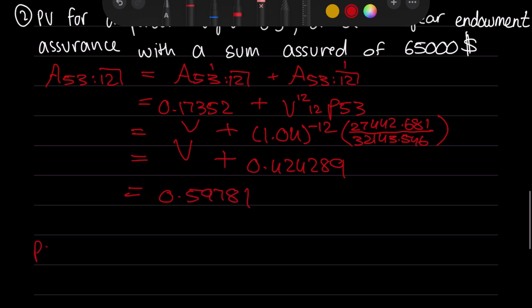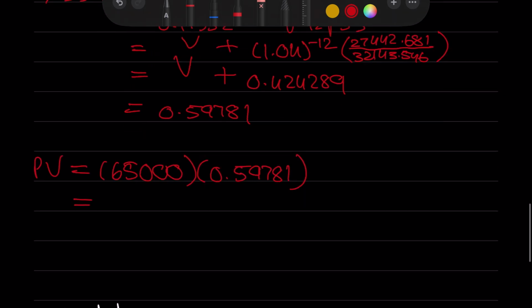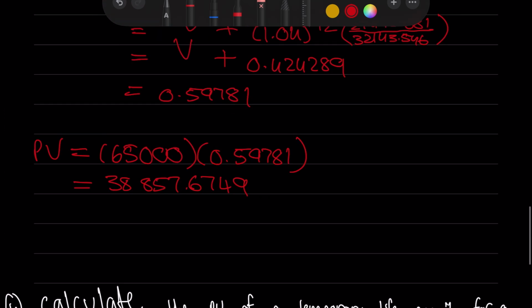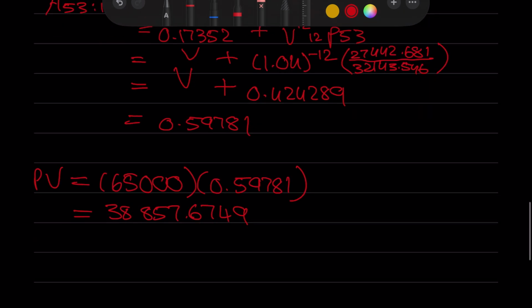Cool. So now our present value of this insurance benefit is going to be how much? 65,000 times the 0.59781. In the calculator, that gives us, cool. Now the last question here is, let me double check this. 38,857, yes, calculator, yeah, I'm happy.